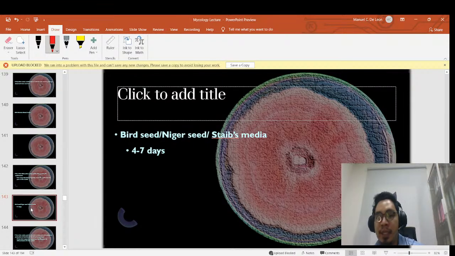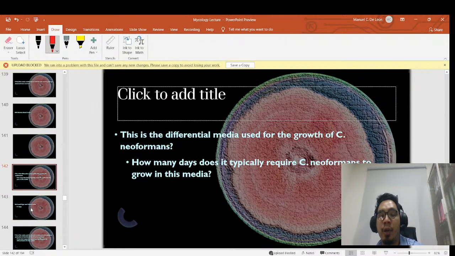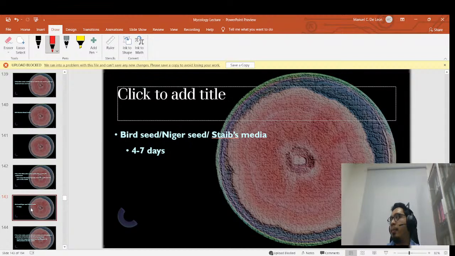All right. So please remember that Cryptococcus neoformans will grow on this media in 4 to 7 days, depending on the strength of the inoculum. When I say strength of the inoculum, I mean the number of colony forming units in the sample.